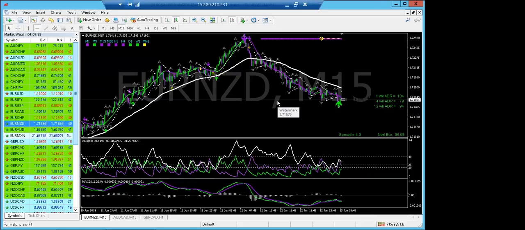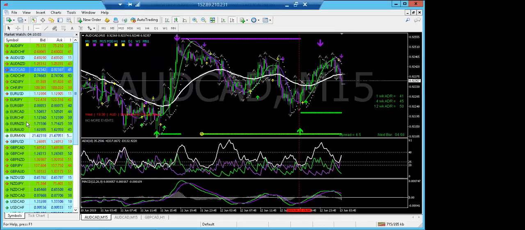I like this pair. I'm in this pair. I got about 100 some pips out of it today. I just took profit a little while ago, so I got in it way at the top last night. Nice. I got it on the 15-minute. I'll go back to that pair.